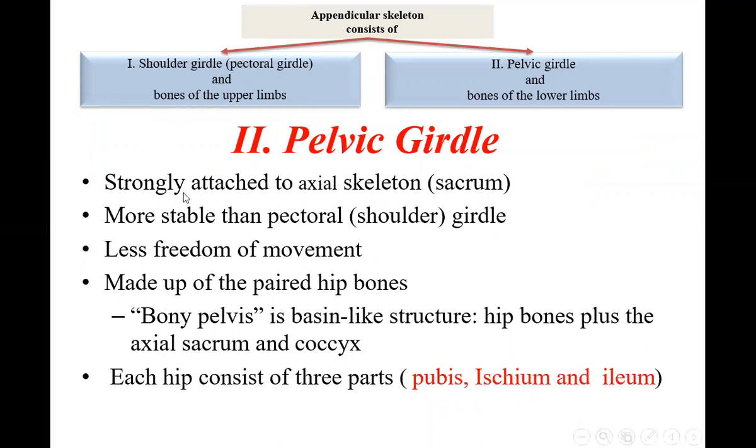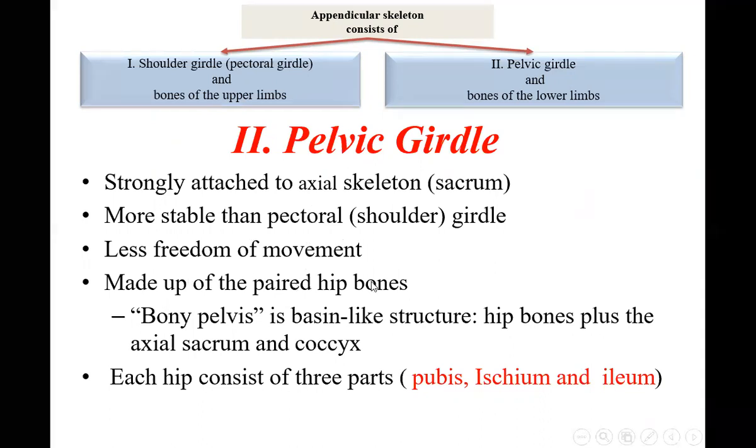The shoulder girdle we saw was made up of two bones, the scapula and the clavicle. But this pelvic girdle is more stable, with less freedom of movement. Movements at the shoulder girdle are much more than at the pelvic girdle. So even though this is a more stable, stronger joint, it has less freedom of movement.